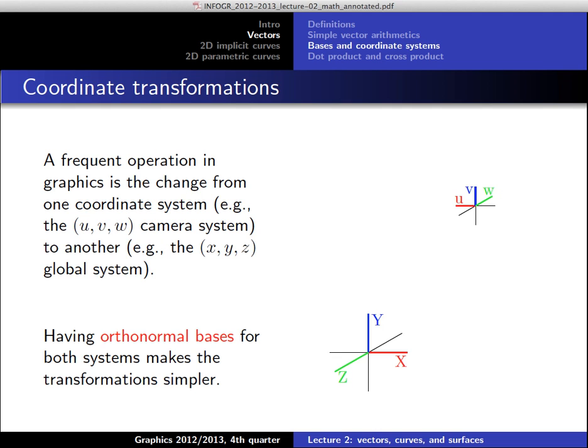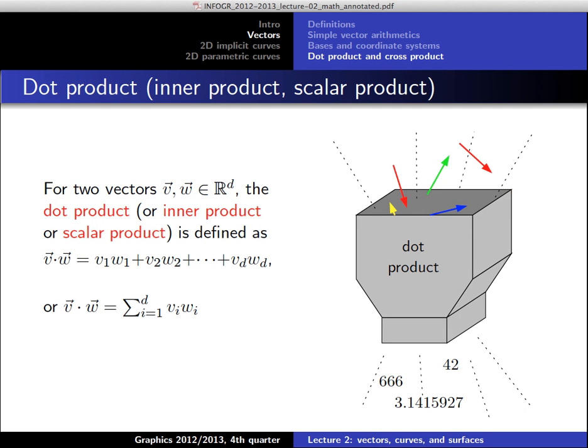So now let's look into a little more advanced arithmetic, still not really that difficult, but a little more advanced than the simple scalar multiplication and addition. And the first one is, of course, the scalar product, or dot product, or inner product, as it's often called.